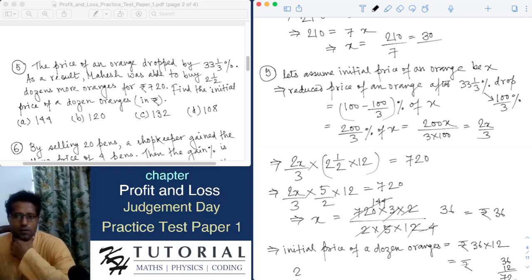We have assumed the initial price of an orange to be X. So the reduced price of an orange after a 33 and 1 by 3 percent drop, which means 100 by 3 percent, should be 100 minus 100 by 3 percent of X. That is 200 by 3 percent of X, that is 200 by 3 divided by 100 into X, that is 2 by 3 X. 2X by 3 is the reduced price of an orange.